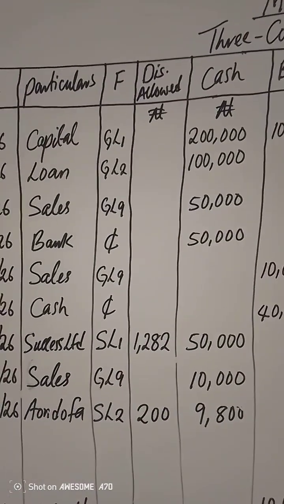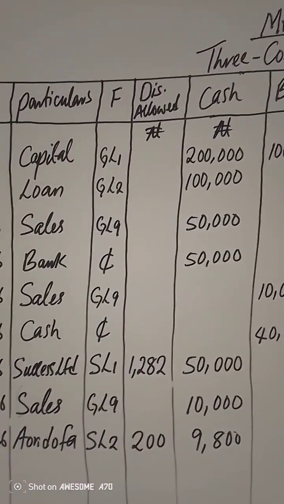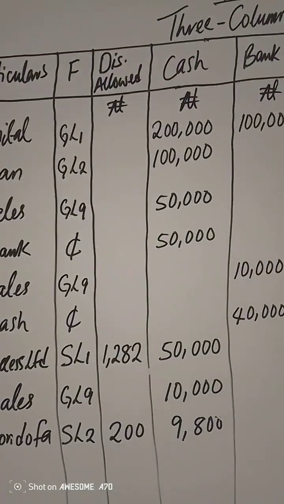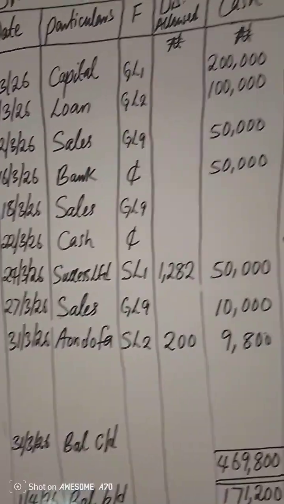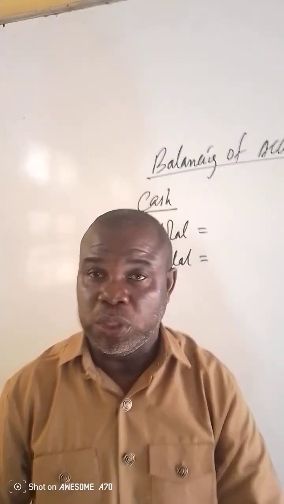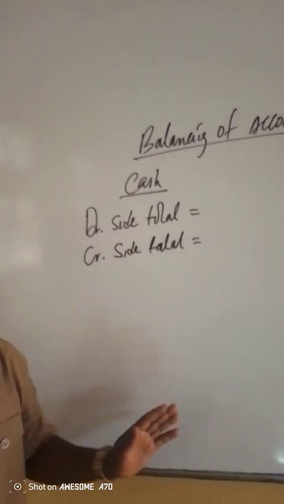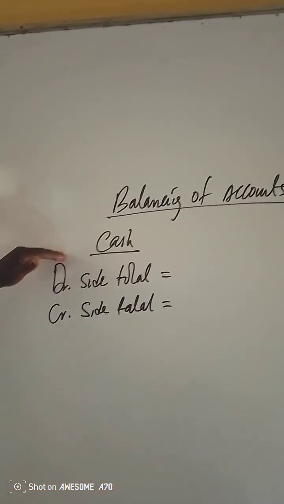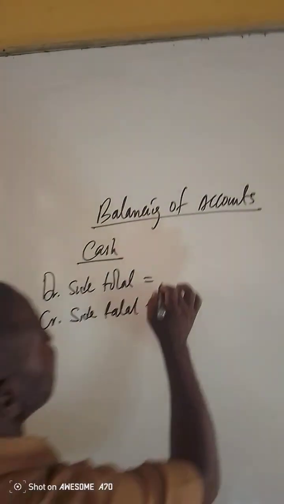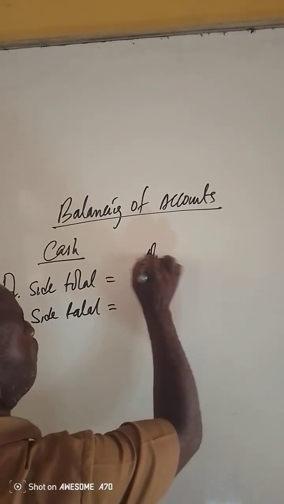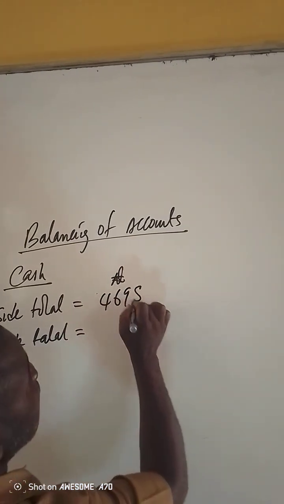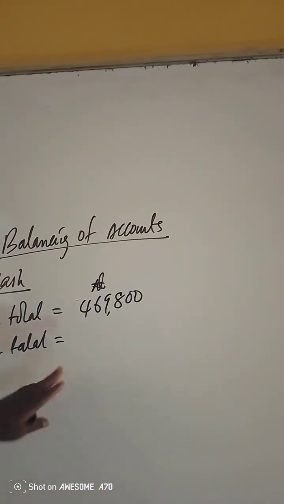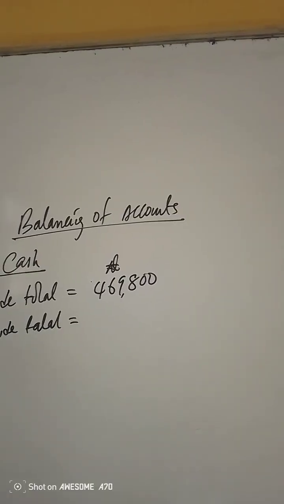So, in balancing, you have to determine the debit side total and the credit side total to find the difference. Mind you, I told you that to balance an account is to make the two sides of the ledger account equal in total amount. So, the debit side total is having 69,800.